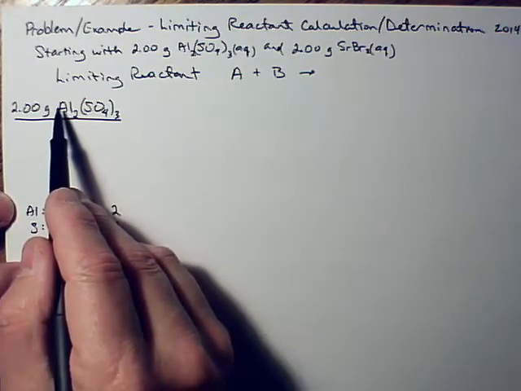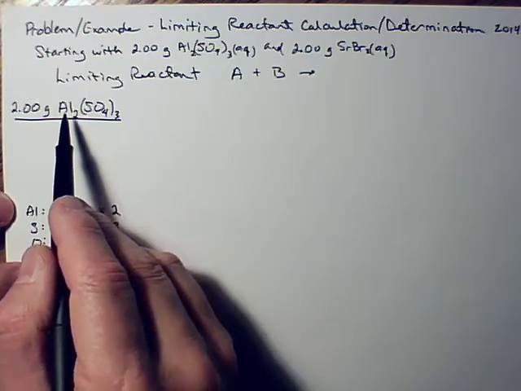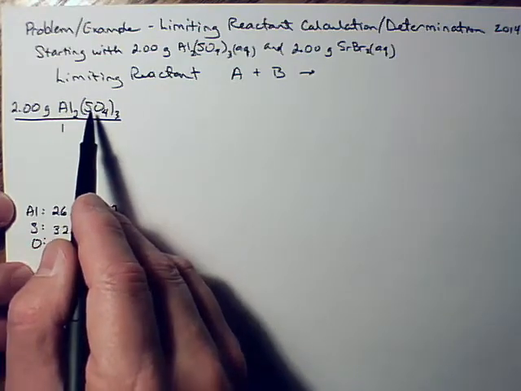Aluminum has a 3 plus charge. Sulfate has a 2 negative charge. To charge balance this formula, I need 2 aluminums and 3 sulfates.